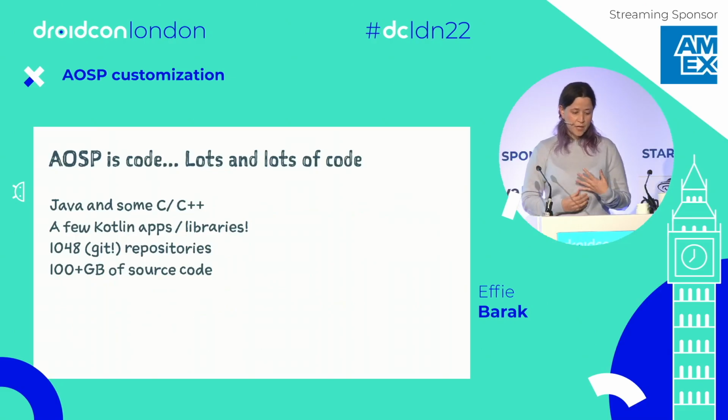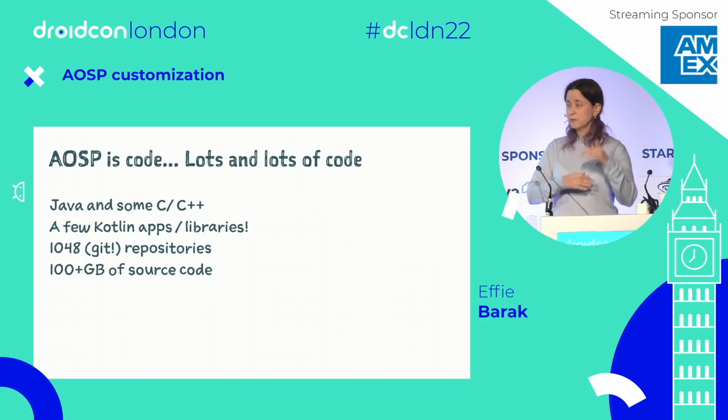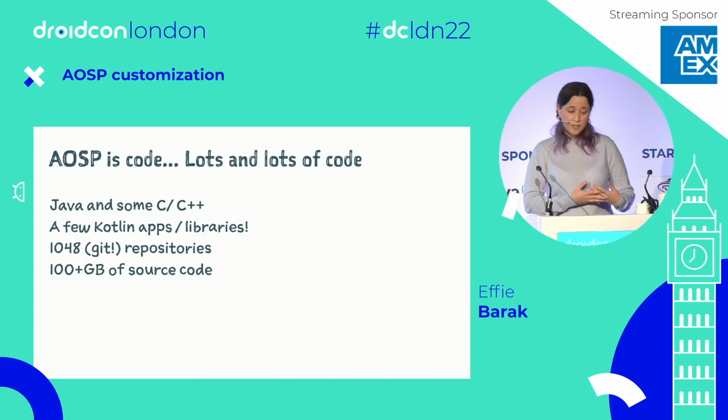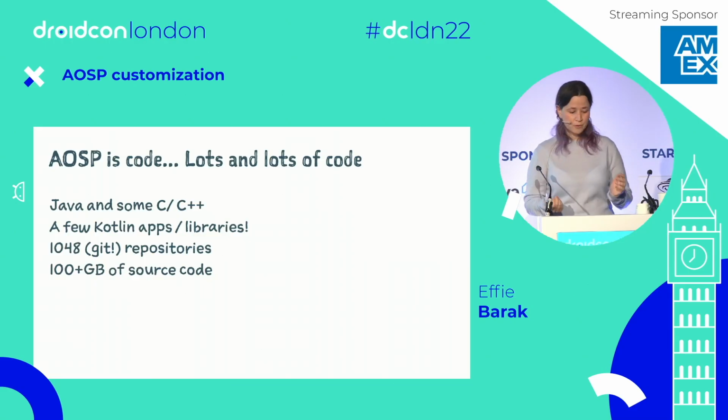Now, at the end of the day, AOSP is just code. It is a lot of code, but it is human readable. Java, some C and C++; the higher up you go, the more Java and even Kotlin you will see. Like I mentioned, it is a pretty big code base. It is an entire operating system. It's over 1,000 Git repositories and over 100 gigabytes of source code. So it's just a lot of code.